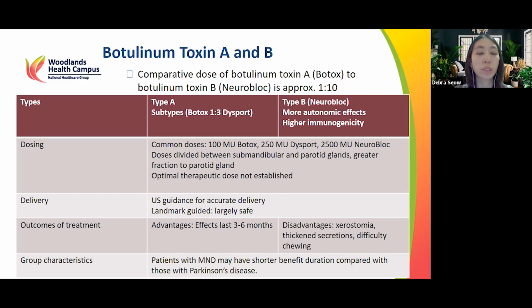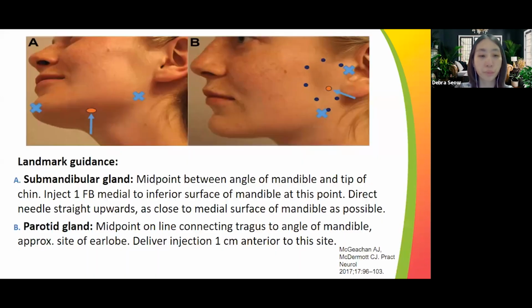We sometimes use ultrasound guidance for accurate delivery, although landmark guided can also be largely quite safe. Outcomes of treatment: usually the effects last about 3 to 6 months, usually about 3 months. Disadvantages would be a dry mouth, xerostomia, thickened secretions, and difficulty chewing. We also do know that patients with MND may have a slightly shorter duration of benefit compared to those with Parkinson's disease. And this is how they do it by landmark guidance.